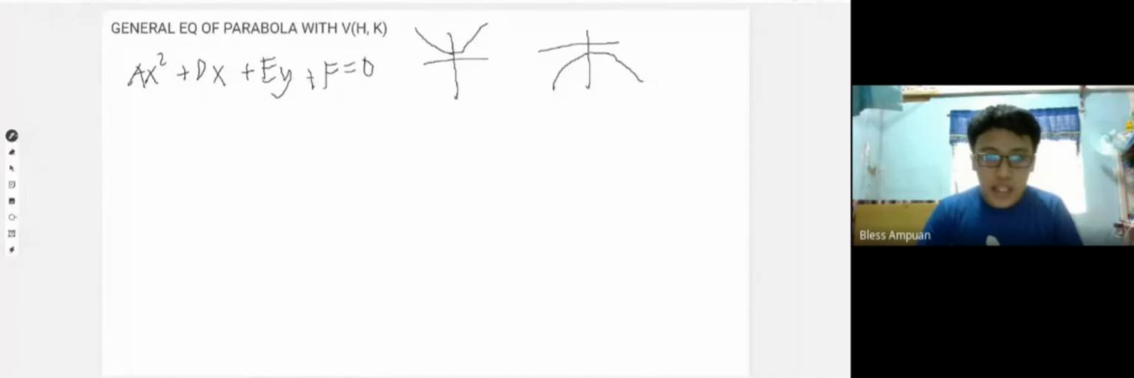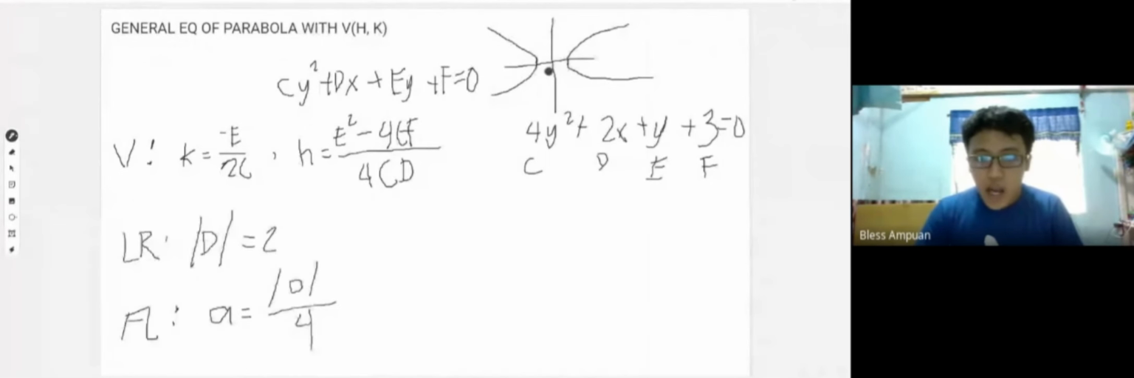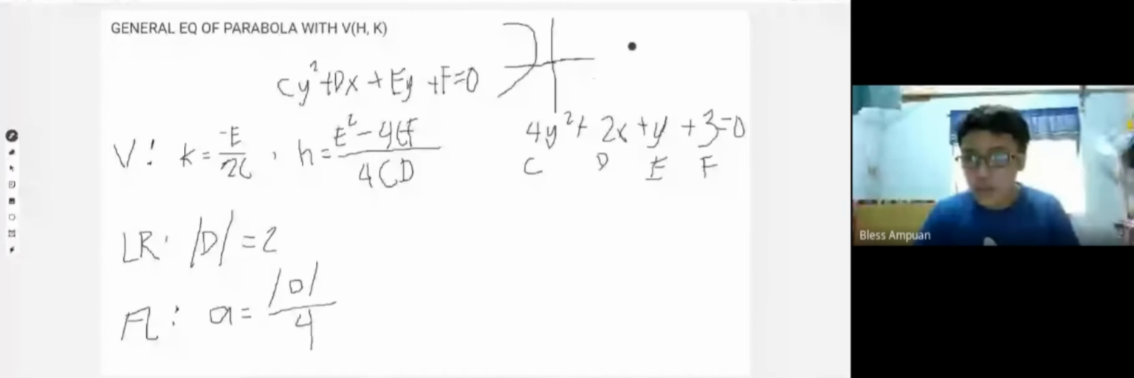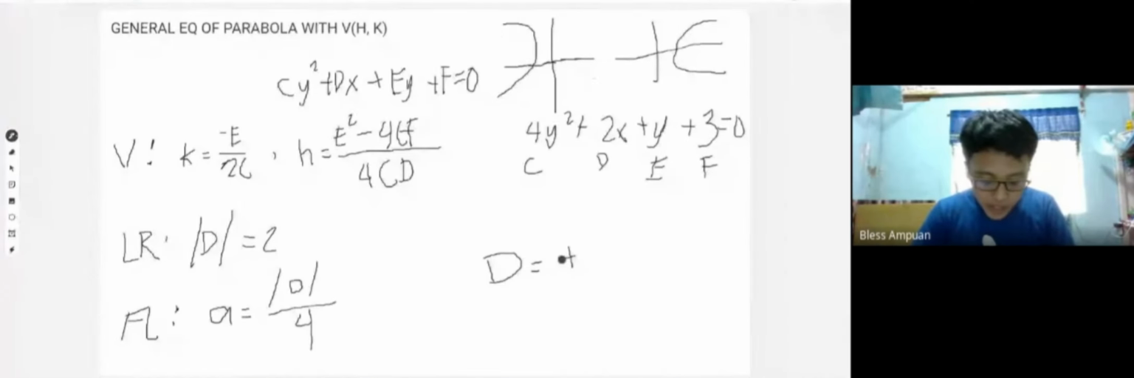So sa aton ini siya, how are you going to identify going to the right and then going to the left? So we can identify it by D. If D is equals to a positive, ibig sabihin, going to the left.